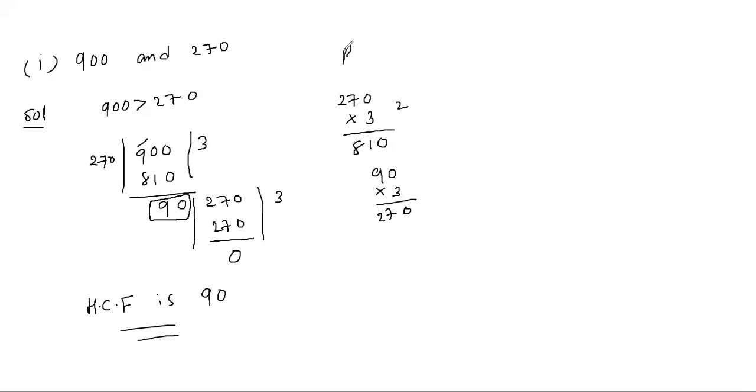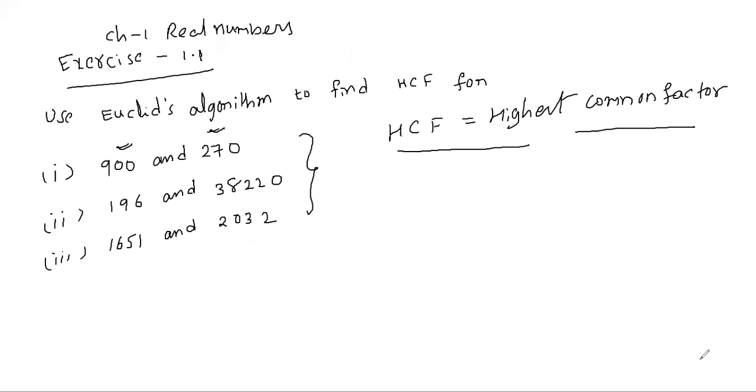That is rough work. So this process is called the division algorithm. So next we'll see one more problem. We'll see the third problem. So what is the third problem? We go back a page. 1651, 2030.